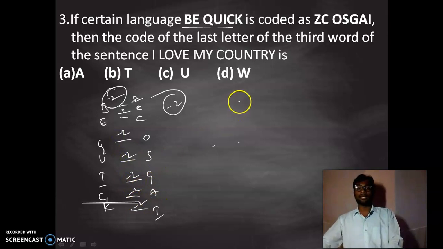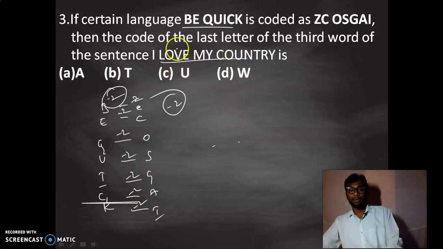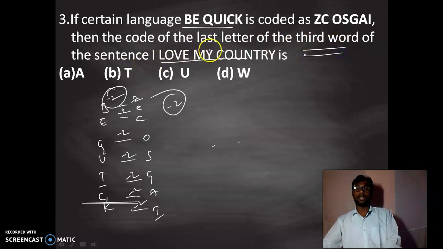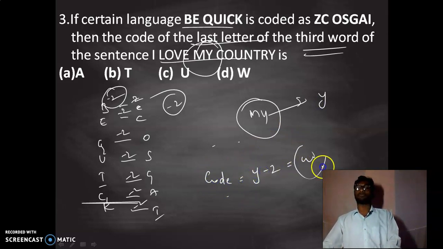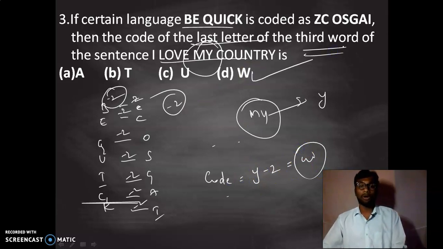In the same way, now the question is, I love my country. The code of the last letter of the third word of the sentence. First of all, we should know what the third word is. The third word is M-Y, my. And the last letter is Y. Are you understanding? So for the letter Y, the code is Y minus 2, which is W. Option D.